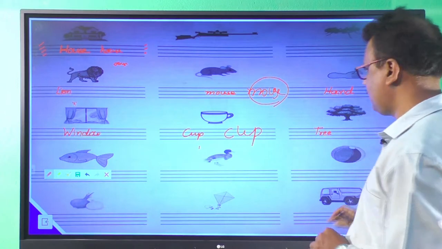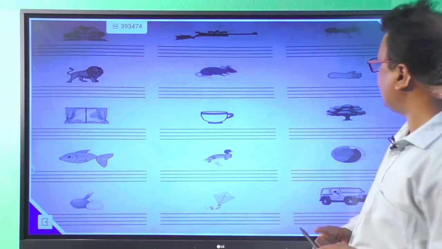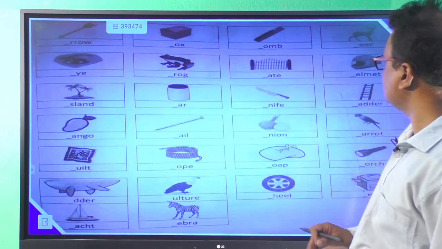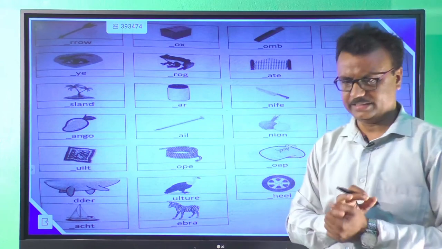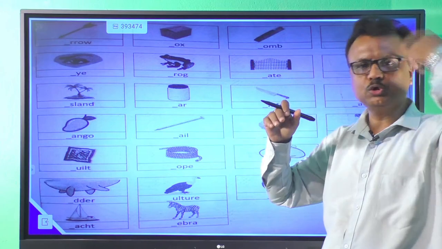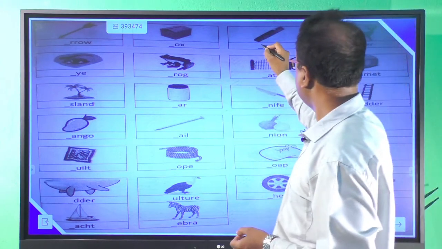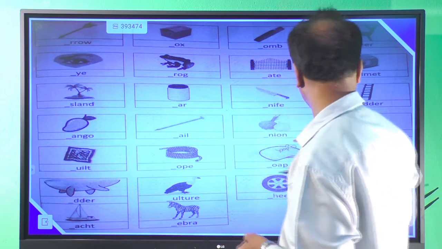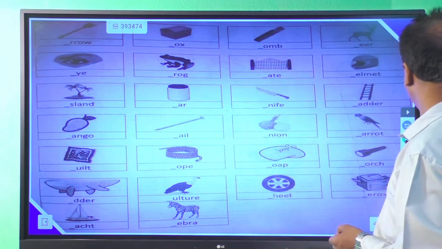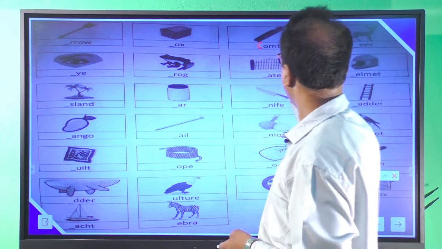Next one is your another activity, that is you have to just fill the missing letters. See what is there? What is this? This is what we use when we comb our hair. This is a comb. So you have to write here the missing letter C. C, O, M, B, comb. What will you write there? Comb. C, O, M, B.